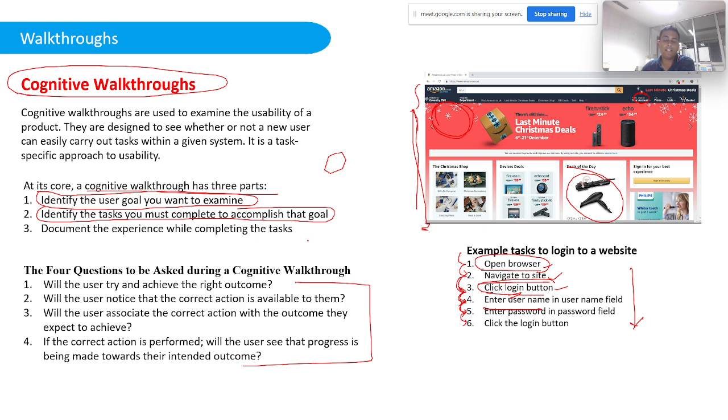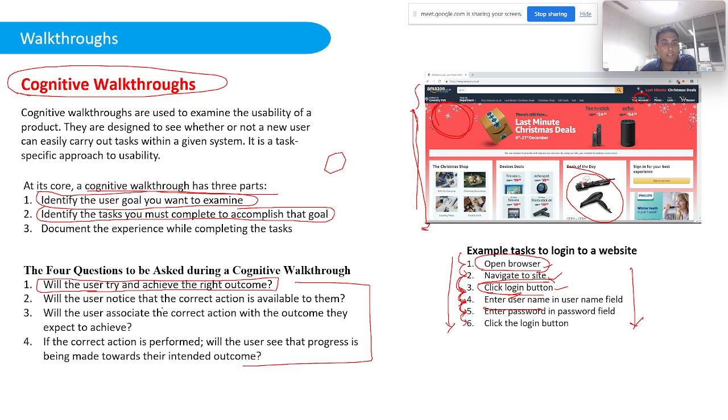So once we get the results as visual information, videography, or our experience while looking at a particular set of user activities, we try to ask ourselves the questions: will the user try and achieve the right outcome? That means, could the user reach the end of the tasks? That means, is he able to finish his task, or does he achieve his goal?